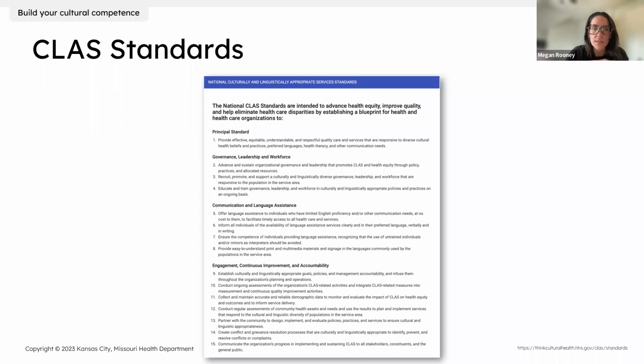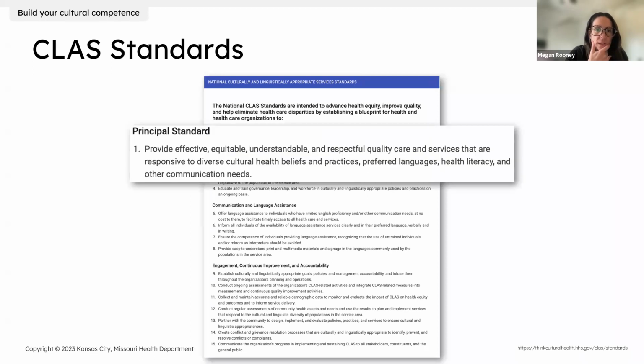Really great set of standards that you can then build on. And the principal standard being providing effective, equitable, understandable, respectful quality care and services that are responsive to diverse cultural health beliefs and practices, preferred languages, health literacy, other communication needs. So it's vast, it covers a lot.